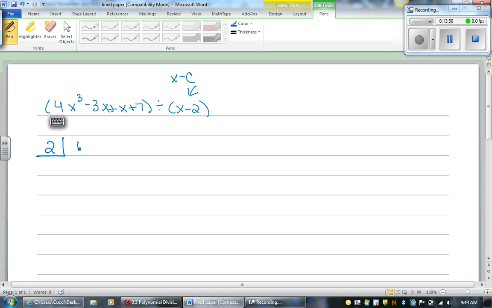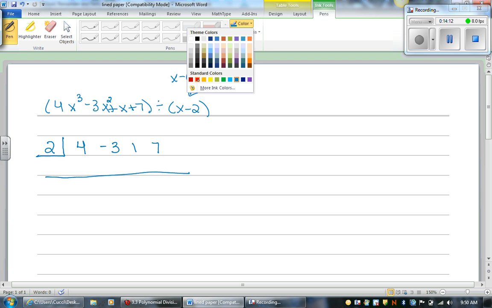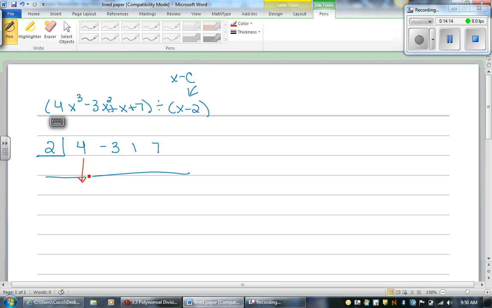So we've got a 4, and we have to make sure that they're all included. So if I have an x cubed, I should have an x squared, which I do. I just erased it. X squared, an x, and a constant. So we're going to take those coefficients, 4, negative 3, 1, and 7. And notice I left a little space. Okay, that's important. So your first step is to drop the 4.